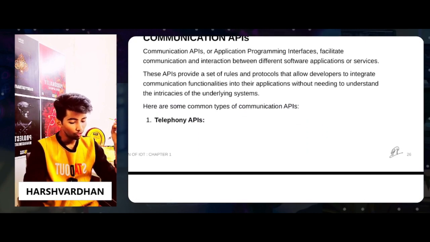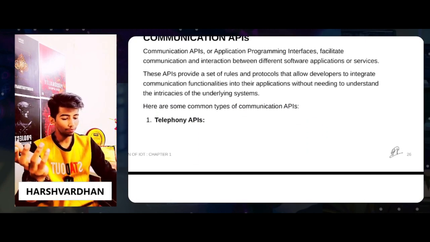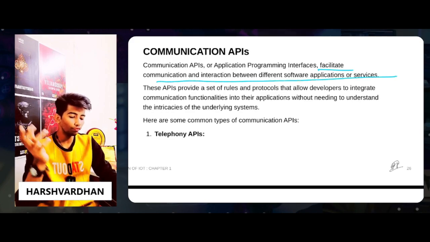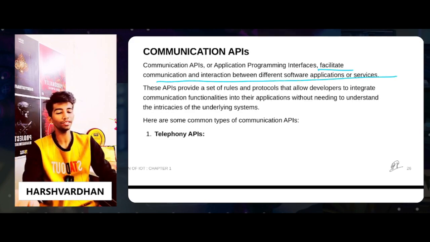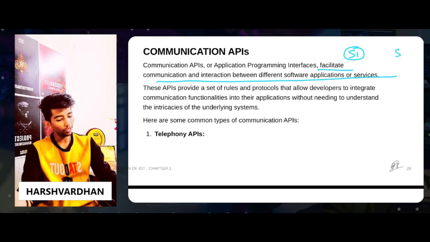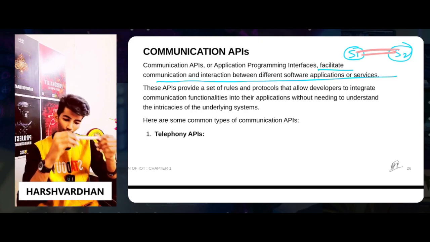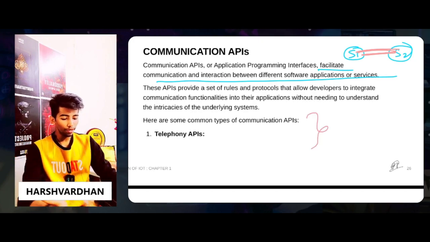There is one more thing, which is the communication API. They are used to facilitate communication and interaction between different software applications or services. Very easy definition: suppose there is service 1 and service 2, and they have to communicate with each other, then there is a communication API to do that job. Here are some common examples.